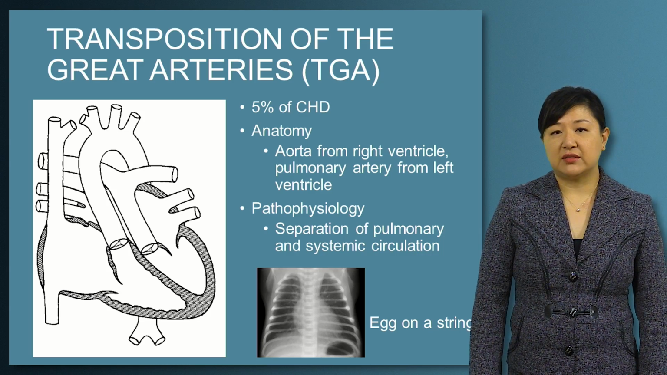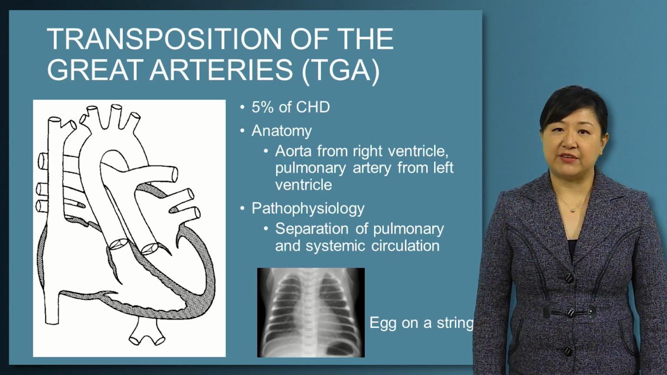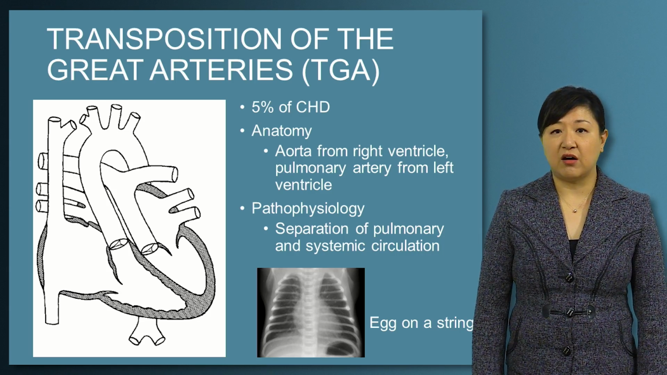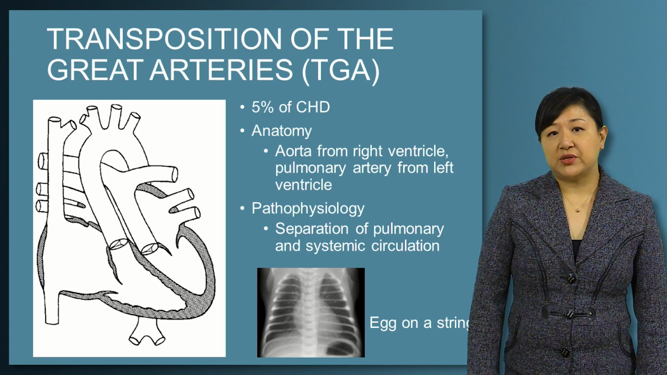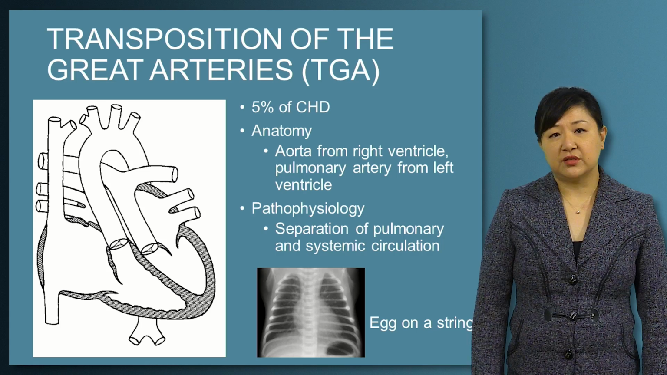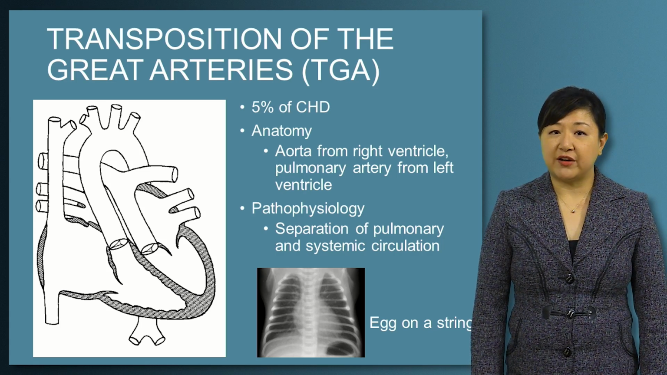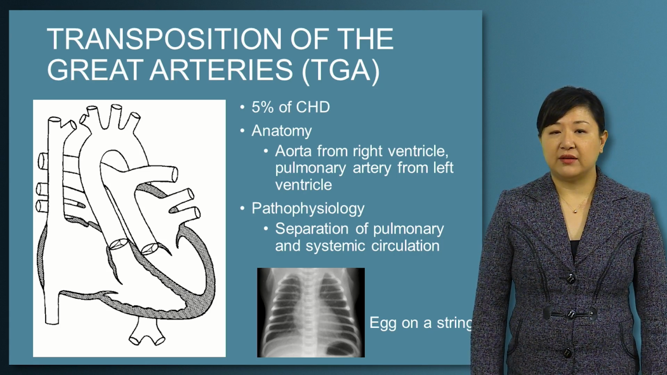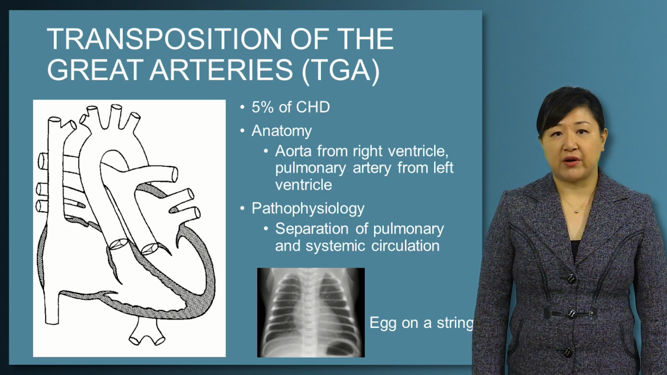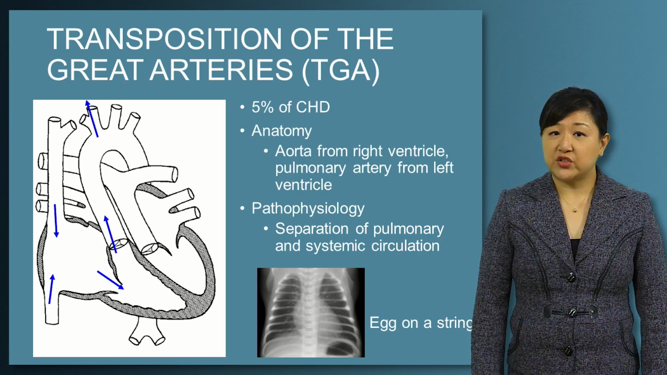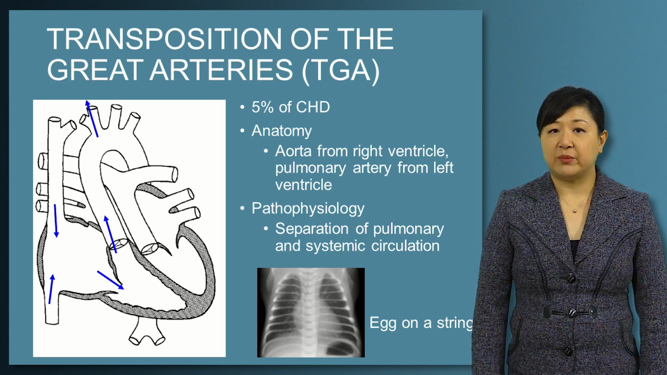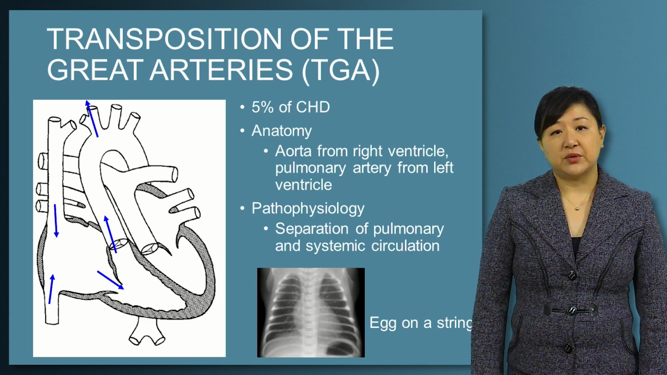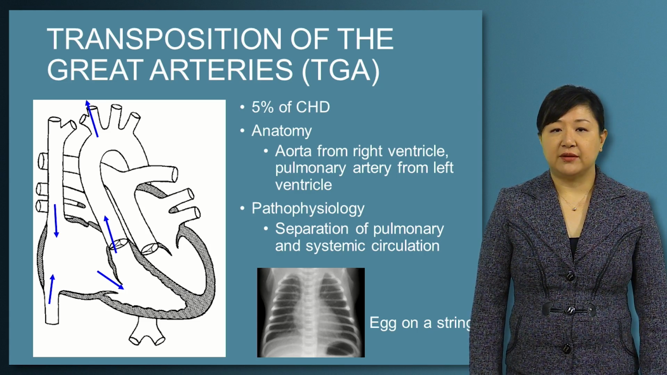Transposition of the great arteries is the next most common cyanotic heart defect, comprising 5% of all congenital heart disease. Here, there's discordance between the connection of the ventricles to the great arteries, so that the right ventricle connects to the aorta and the left ventricle connects to the pulmonary artery. So deoxygenated blood comes from the SVC and IVC into the right atrium, right ventricle, and goes out the aorta to circulate around the body again.